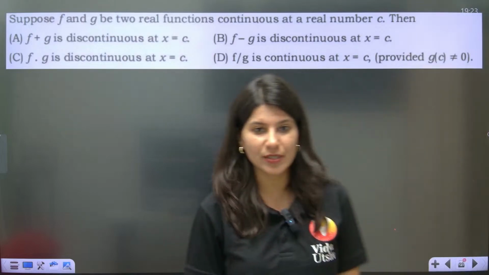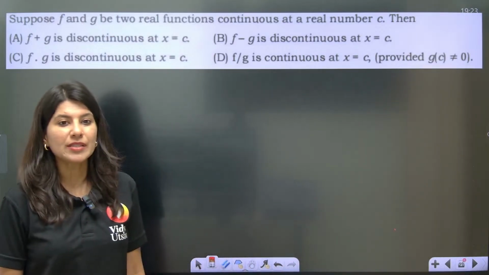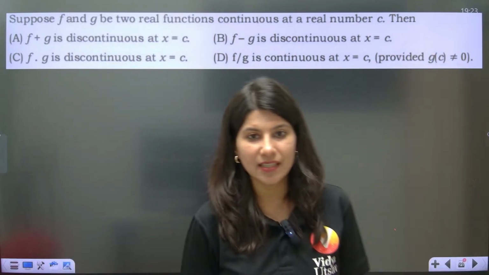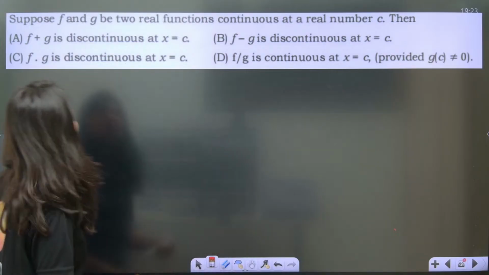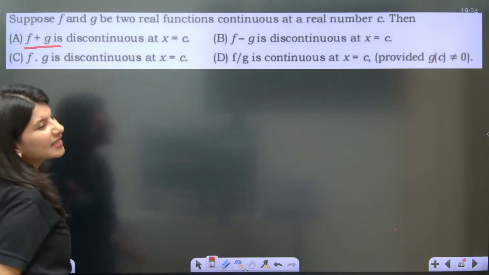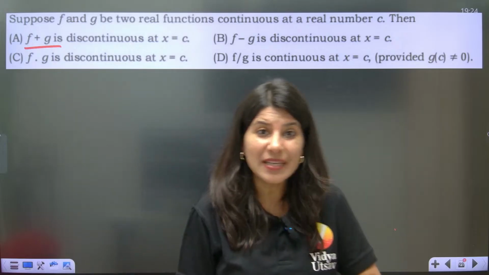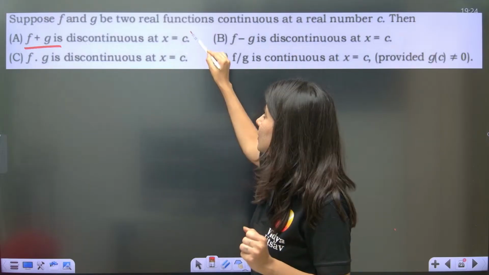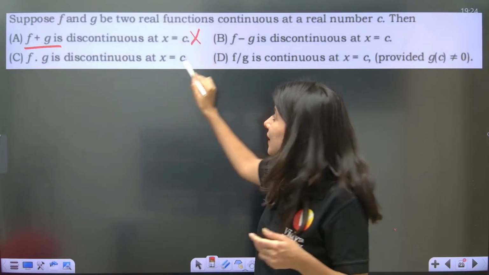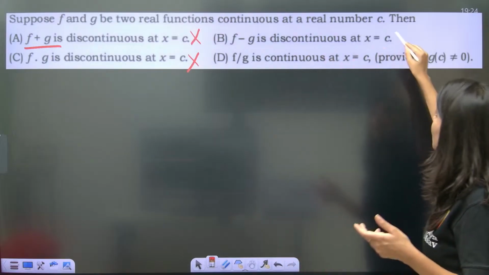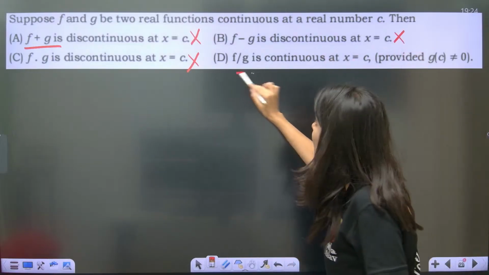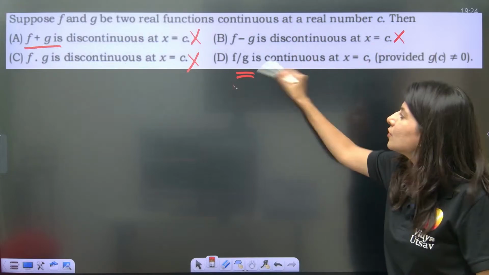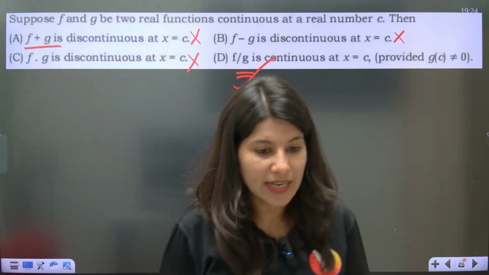Now, this question. Suppose f and g be two real functions continuous at a real number c. Then, f plus g is discontinuous at c. F and g being continuous, their summation will also be continuous, so this is wrong. Their product will also be continuous. Their subtraction will also be continuous. Their division is also continuous, provided the denominator should not be 0. So option D is absolutely right.